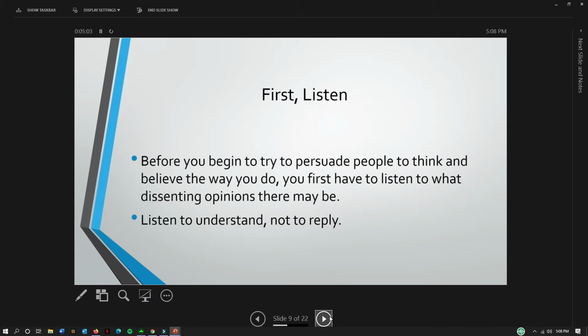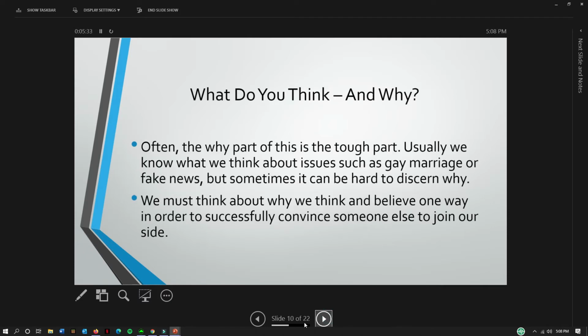So before we try to persuade people to agree with us, we have to listen to what they're saying. We can't just say, you don't know what you're talking about, shut up. You can't say that. You have to listen to what their argument is, okay? You have to listen to understand, not to reply. So you have to listen with the idea that you're trying to understand where they're coming from and what they're saying. What is their argument, okay? You have to listen first.